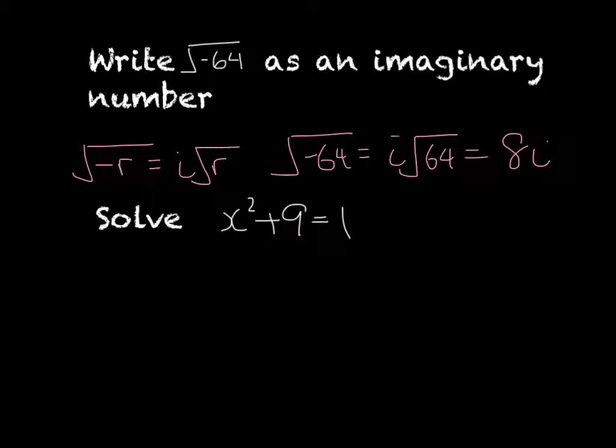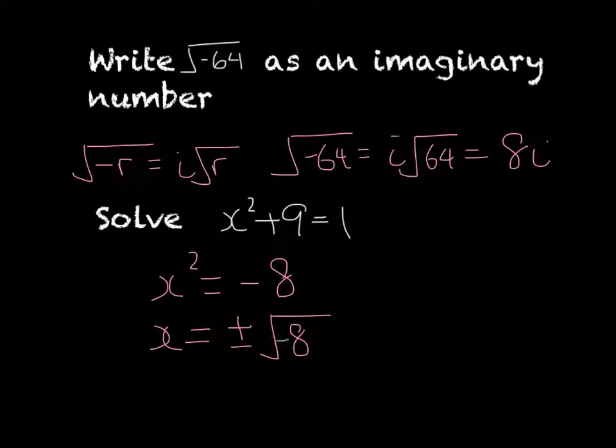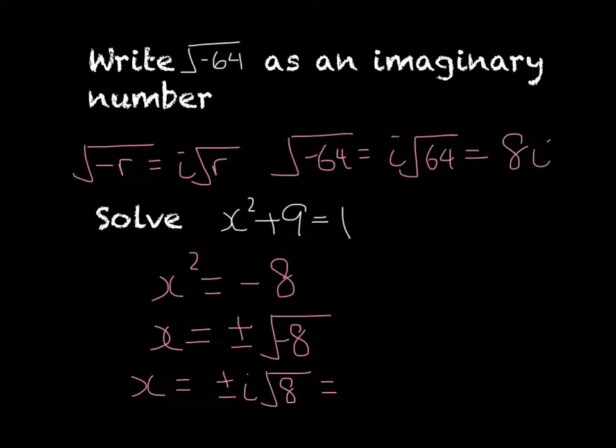Solve x squared plus 9 equals 1. We want to isolate the variable, so we'll subtract 9 from both sides. And now we take the square root, so x equals plus or minus the square root of negative 8. At this point, we have to convert the square root of negative 8 into an imaginary number. So x equals plus or minus i times the square root of 8. Or in simplest radical form, plus or minus 2i times the square root of 2.